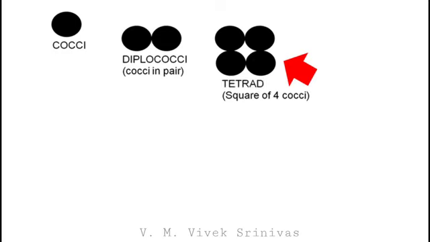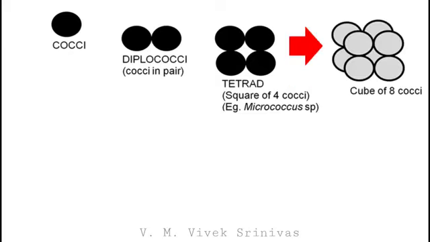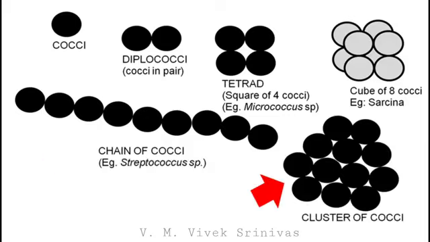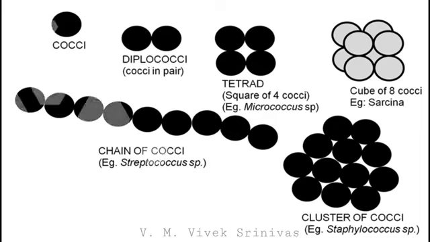The example of bacteria is Micrococcus species. And it can be arranged in cube of 8 cocci. The example, Sarcina. The cocci can be arranged in chain. The example of bacteria is Streptococcus species. And the cocci can be arranged in clusters. The example, Staphylococcus species. These are some arrangements observed in cocci.